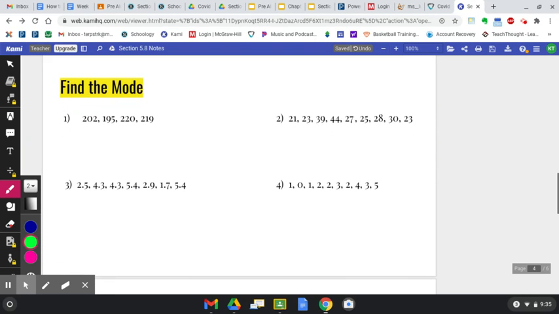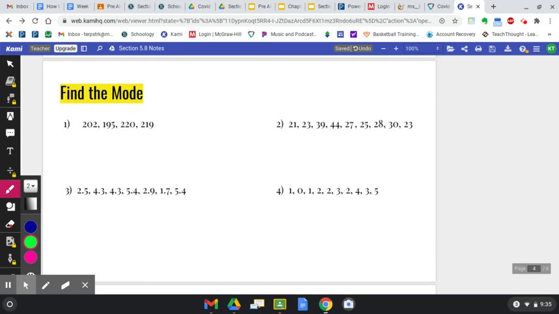All right, and mode. Mode is the most frequently occurring value. Now, if I look at number 1, all of these occur the same number of times, so there is no mode. There's no one that repeats there. They're all the same number of occurrences, so in that case, we would say there's no mode. There's no most frequently occurring value.